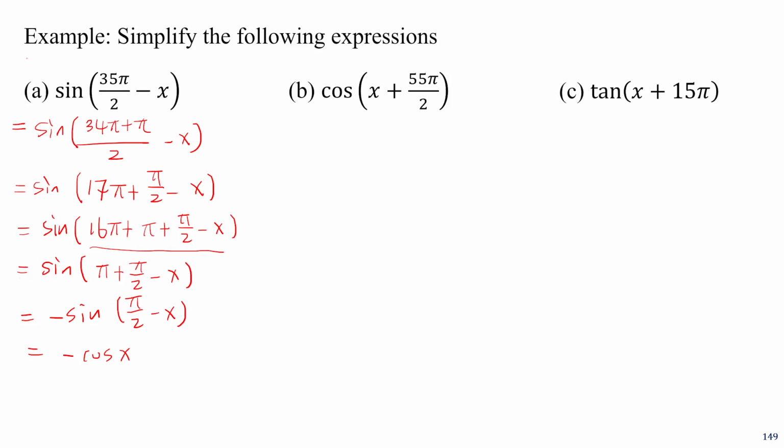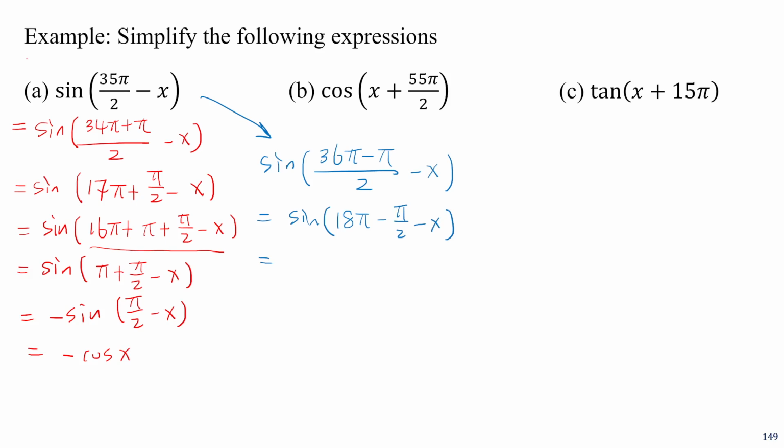And of course there is more than one way to think about this question. For example, you could also write it like this. So that is sine, you can consider that as 36 pi minus pi over 2, right? And minus x, then that equals sine 18 pi minus half pi minus x. And 18 pi is 2 pi times 9. That means 9 extra terms, right? So that angle is coterminal with this angle here. So we can just cancel the 18 pi here.